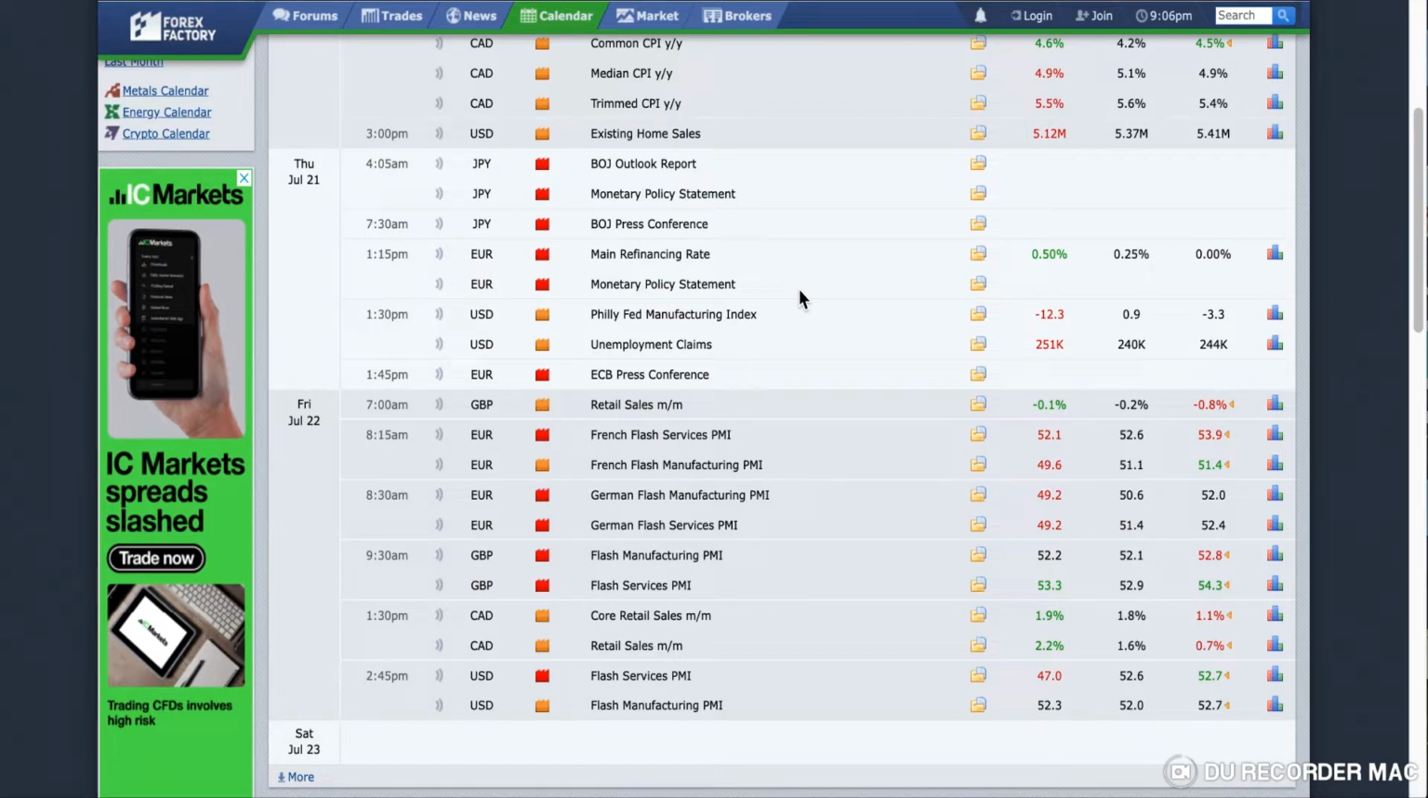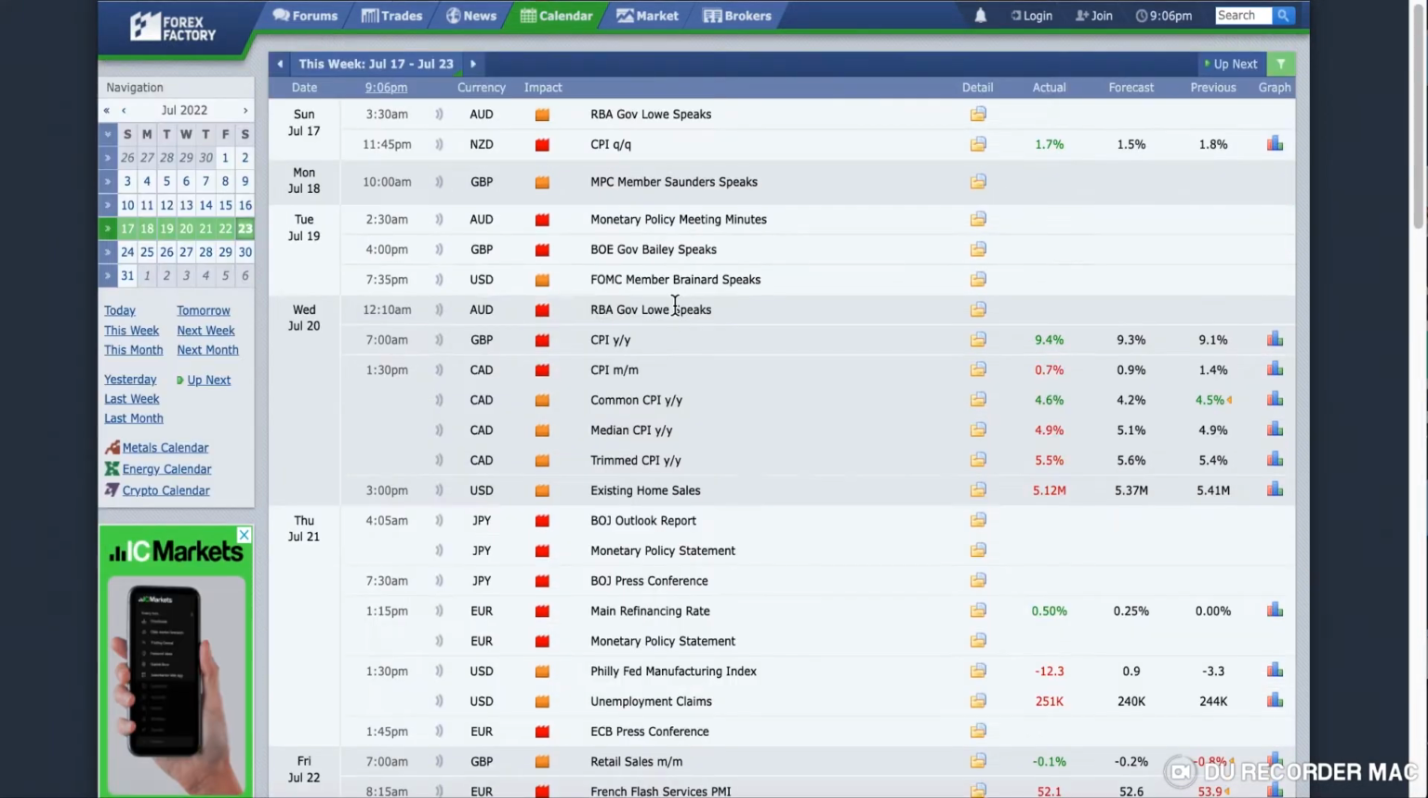Today we want to look at the weekly review for the upcoming week. So last week, fundamentally checking the Forex Factory, we see that we had a lot of fundamental reports that shaped the market, that made the market move, that brought volatility to the market.